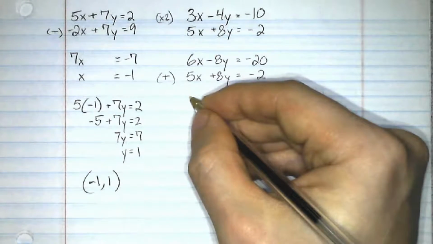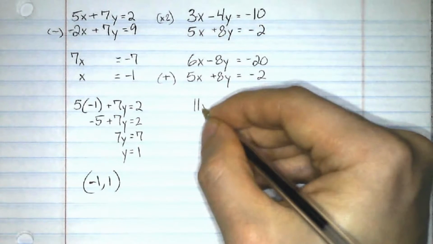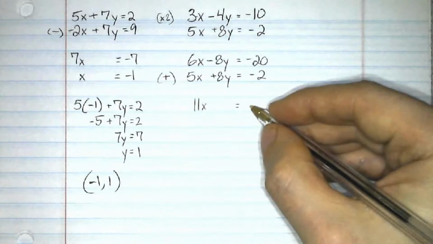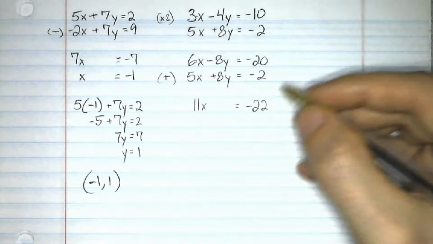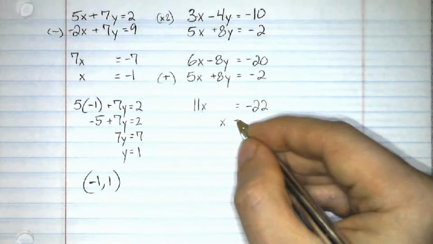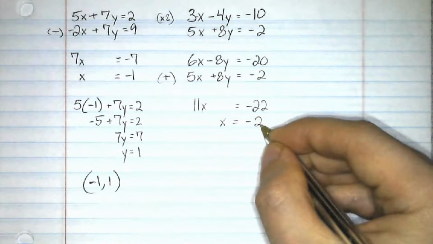6x and 5x, that's going to be 11x. Negative 8 plus 8 cancels. Negative 20 and negative 2, that's going to be negative 22. Divide both sides by the coefficient, which is 11. We end up with x equals negative 2.